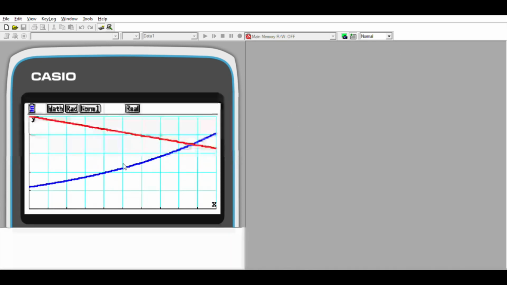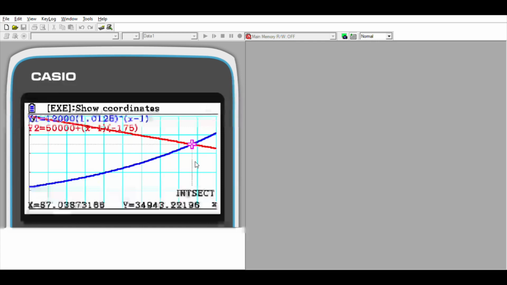You see that the red function, which is the arithmetic sequence and is decreasing, is greater than the blue one for all the previous interval. And after this point, the blue function is greater than the red one. So we want to find that intersection point by pressing Shift G-Solve and intersect, F5. So there we have it. In month 87.04, the blue function, the geometric sequence, would be greater.